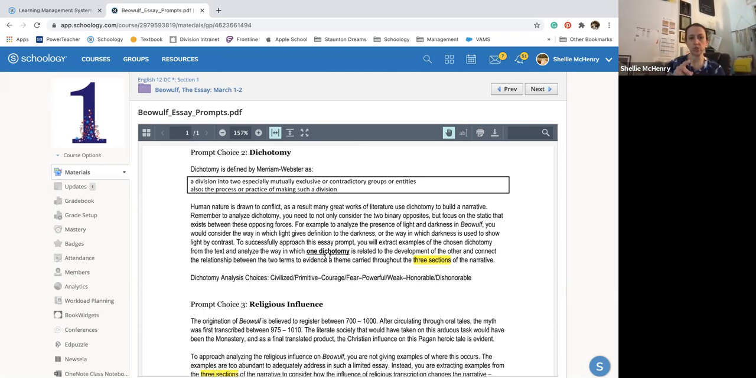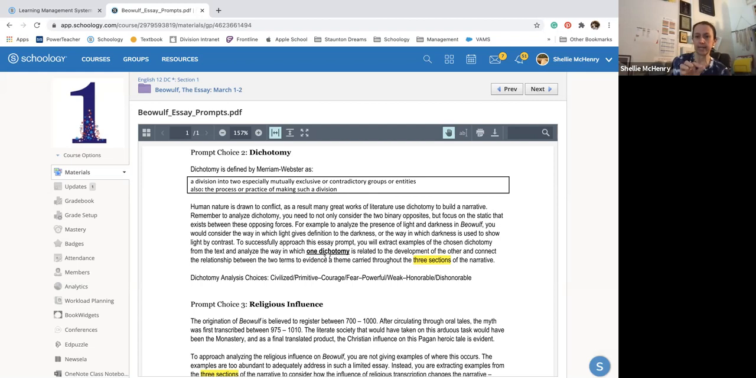And so here are your choices. You can look at civilized versus primitive, courage versus fear, powerful versus weak, or honorable versus dishonorable. And you need to have examples from all three battles. But again, I would look for ways to group them together that is not in battle one, battle two, battle three.